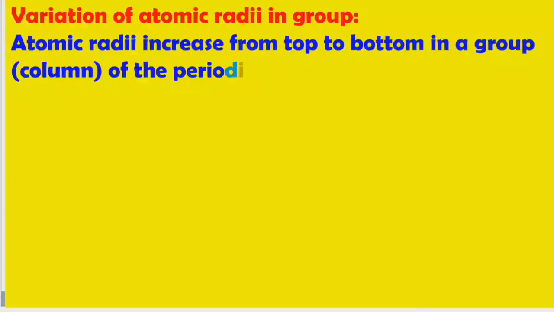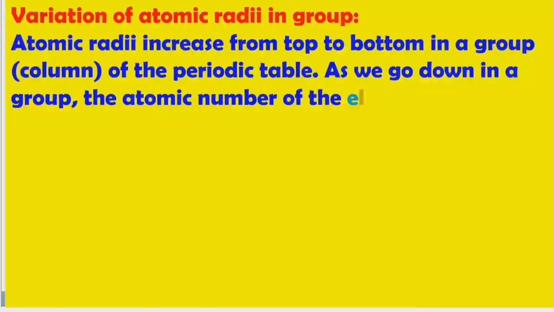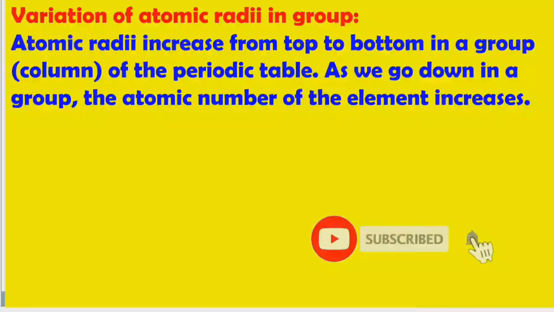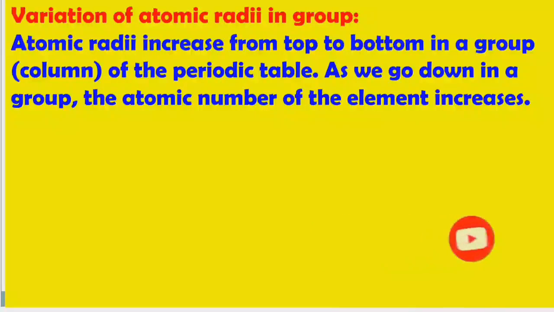Atomic radii increase from top to bottom in a group of the periodic table. Already we discussed that in the periodic table there are vertical columns. Those are called groups. If you observe from top to bottom, atomic radius will increase. As we go down in a group, the atomic number of the element increases.